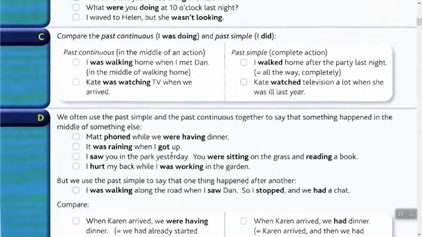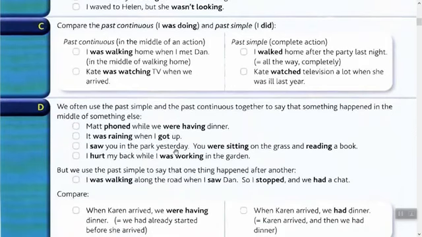It was raining when I got up. It means that when I got up, it was raining; it was raining before I got up and it continued. So you see here it is what? In the middle of raining. So when I got up what? It rained before I got up, and when I got up it was raining. Continuous. Okay, I saw you in the park yesterday. You were sitting on the grass and reading a book. I hurt my back while I was working in the garden.